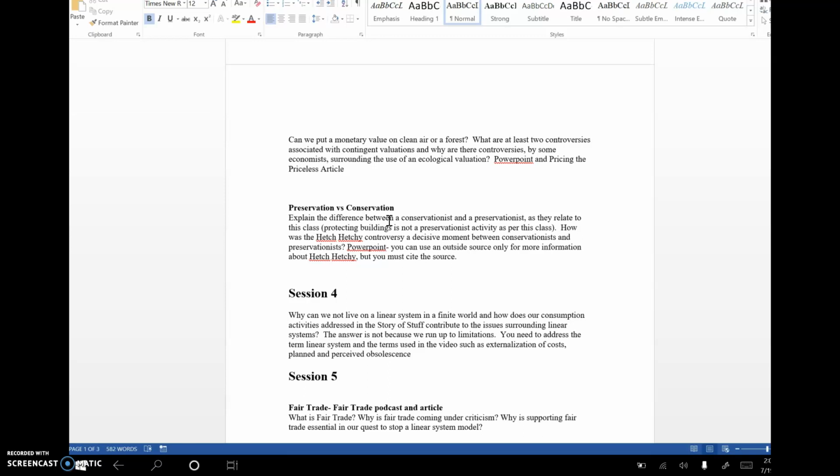Part of the answers, the ecological valuation part, is found in the PowerPoint. Preservation and conservation. Explain the difference between a conservationist and a preservationist as they relate to this class. If you Google what a preservationist is, you're going to get the wrong answer because it's going to say they protect buildings. In this class, it has nothing to do with that. It means hands-off nature. Conservationists are the greatest good for the greatest amount of people, the utilitarianism viewpoint.